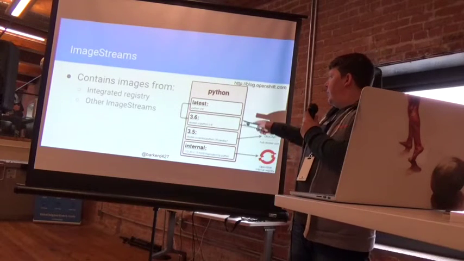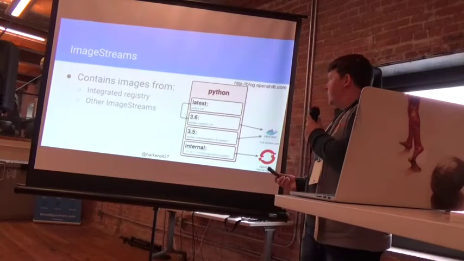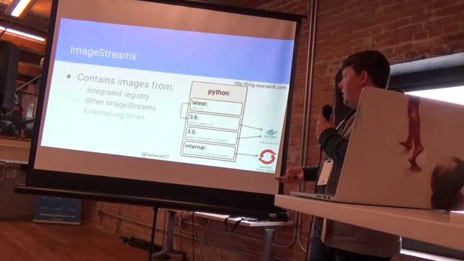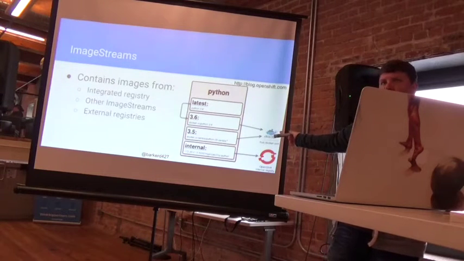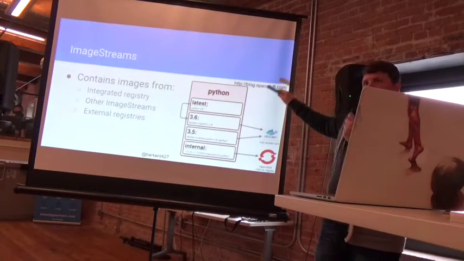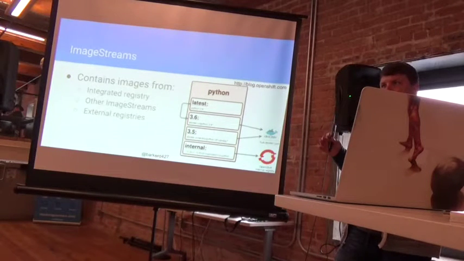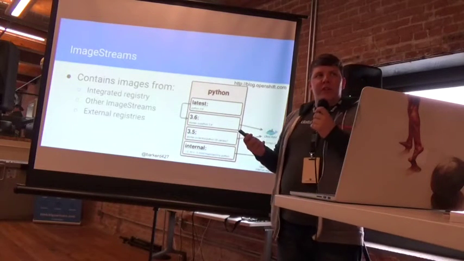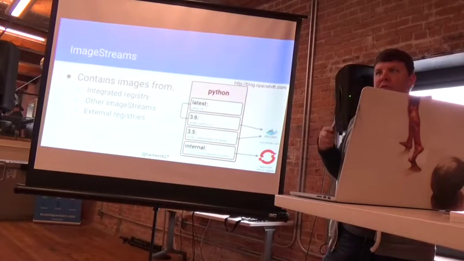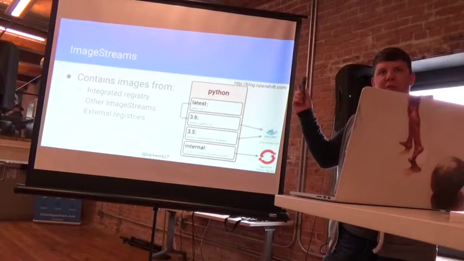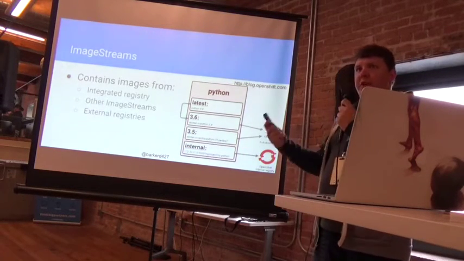You can also have other image streams. So latest is actually just pointing at 3.6. And then external registries, so 3.6 and 3.5 are both pointing at Docker Hub. So you can have this one abstraction that can abstract you away from all of the different registries you might have. And inside of a large enterprise may have several different registries, even for different environments. And you can use one image stream to pull them in from different environments and push them into a new environment.